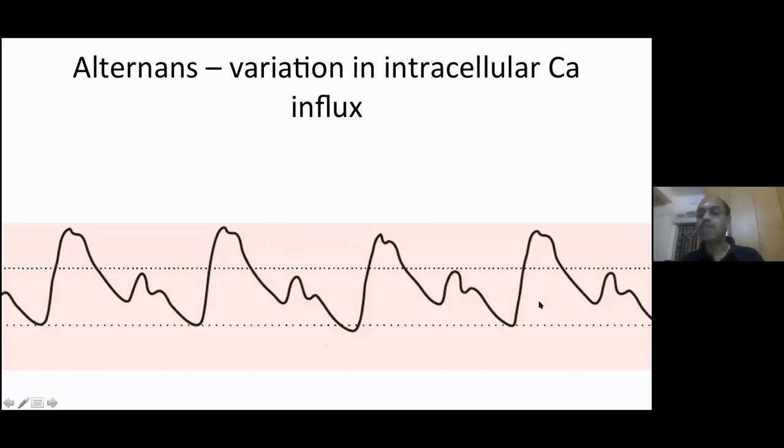The mechanism of dicrotic pulse in severe congestive heart failure or in a severe low cardiac output state is because of high systemic vascular resistance, which keeps the diastolic pressure very high.